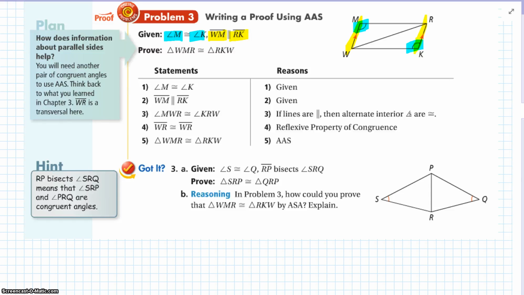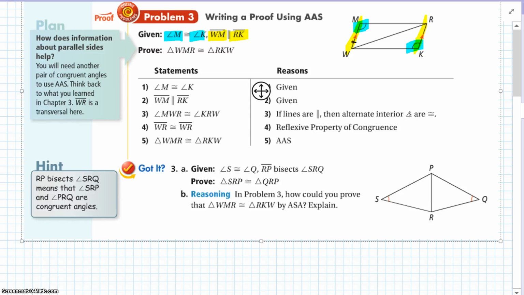Okay. Well, angle M is congruent to angle K. That's given. WM is parallel to RK. That's given. Angle MWR is congruent with angle KRW because they're alternate interior angles of parallel lines. All right. We know WR is congruent to itself. So by angle, angle, side, we can prove the 2 triangles are congruent.